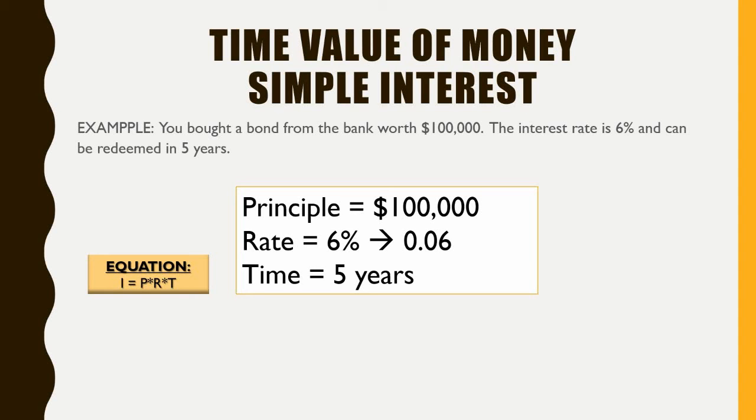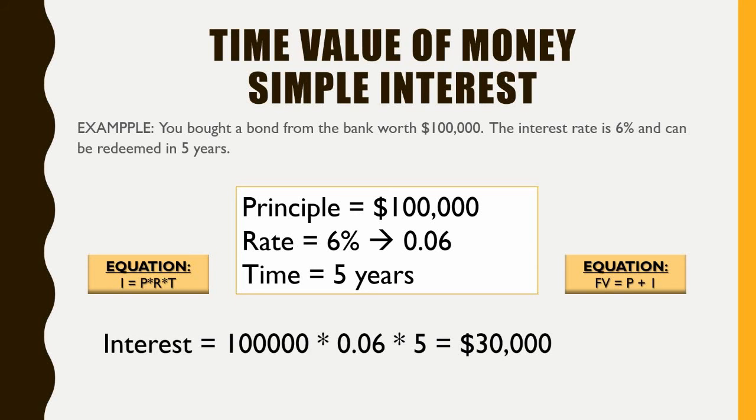Okay? So let's go ahead and take a look at our first equation here, which is to solve for the interest that I'm going to collect in 5 years. So principal times rate times time. So principal, which is 100,000, times 0.06, which is the rate, times 5 should give you a total of $30,000. Okay? So 100,000 times 0.06 times 5 equals $30,000.